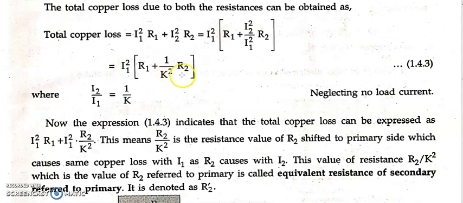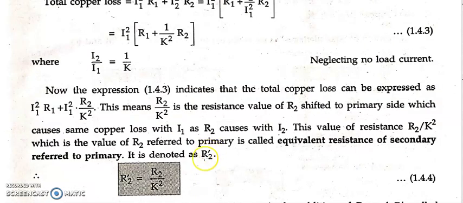We are referring to this R2 by K square as R2 dash. I will call this R2 by K square as R2 dash. Here it is shown. And this R2 dash is nothing but the equivalent resistance of secondary referred to primary. We have transferred resistance from secondary to primary. It is another way of expression: equivalent resistance of secondary referred to primary.